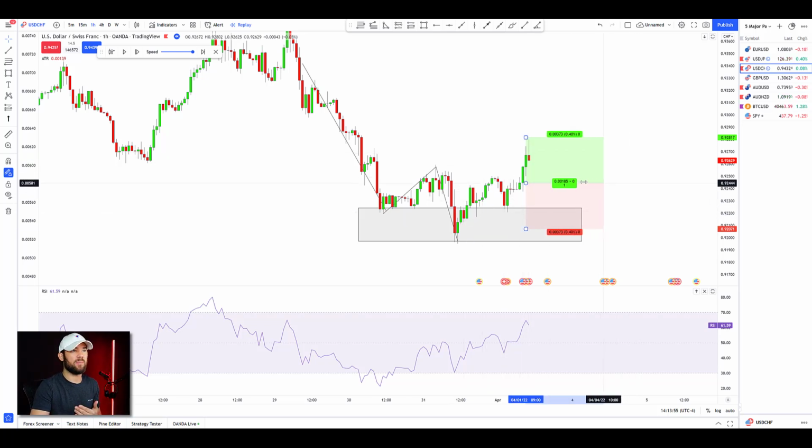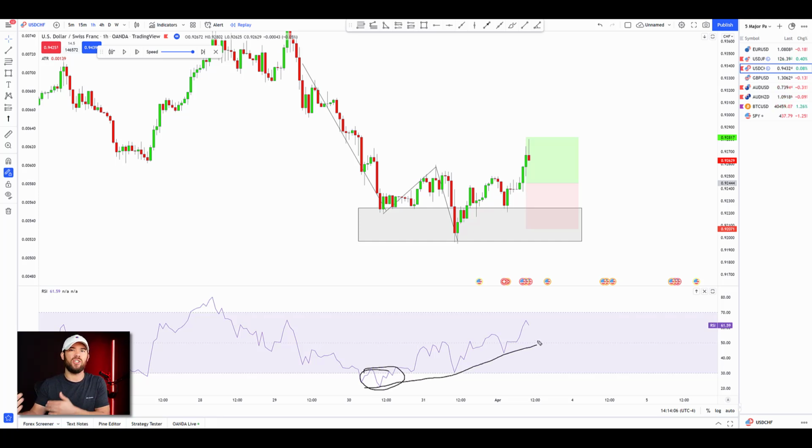So with all that buying pressure coming into the market, I decided to go ahead and place an entry here based on the exact strategy you're learning. We have price coming into the oversold area. We have divergence along with a head and shoulders pattern.